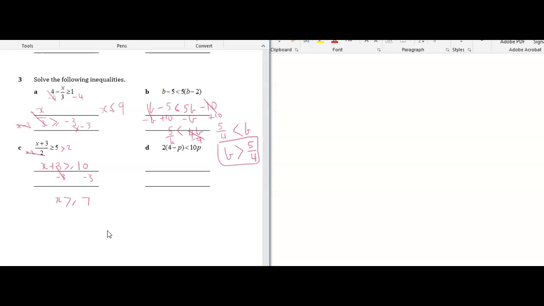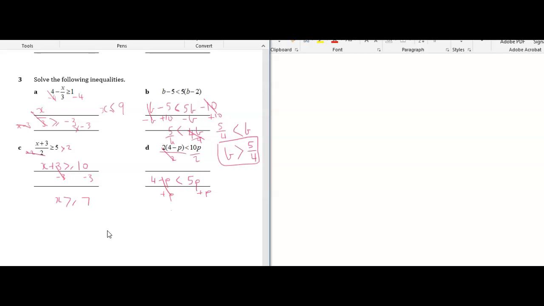Now I can divide both sides by 2. So you could expand that bracket, but in this case, dividing by 2 is easier. So I've got 4 minus p on the left-hand side, then 10p divided by 2 is 5p on the right-hand side. Now I'm going to get rid of that p by adding p to both sides.